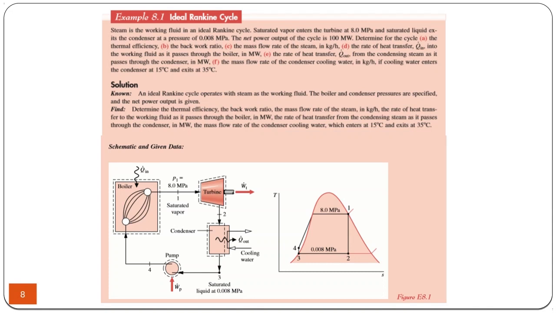So this is a numerical example, but this one does not use superheat, right? It's a saturated vapor boiler, so it doesn't overheat it.